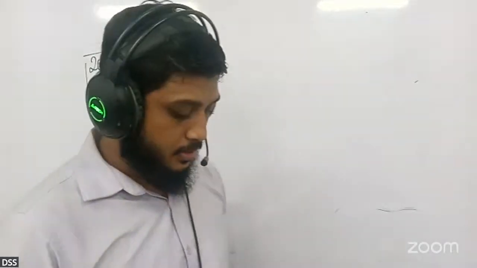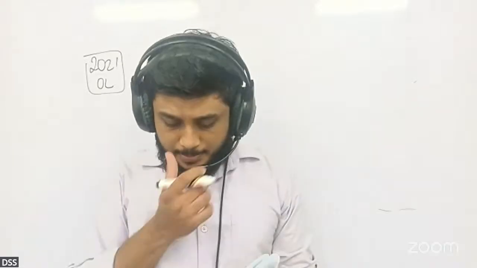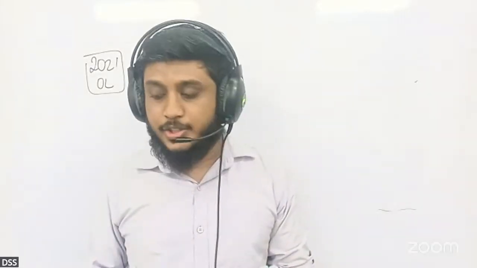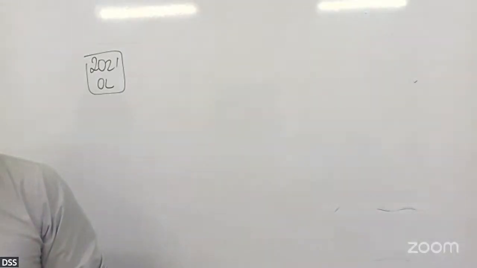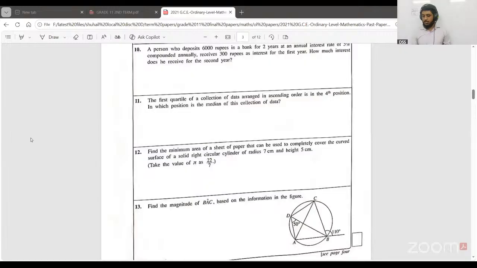Next one. Find the minimum area of a sheet of paper that can be used to completely cover the curved surface of a solid right circular cylinder of radius 7 centimeter and height 5 centimeter. Question number 12, I will share that question. This is question number 12. Right. Now let's discuss this question.